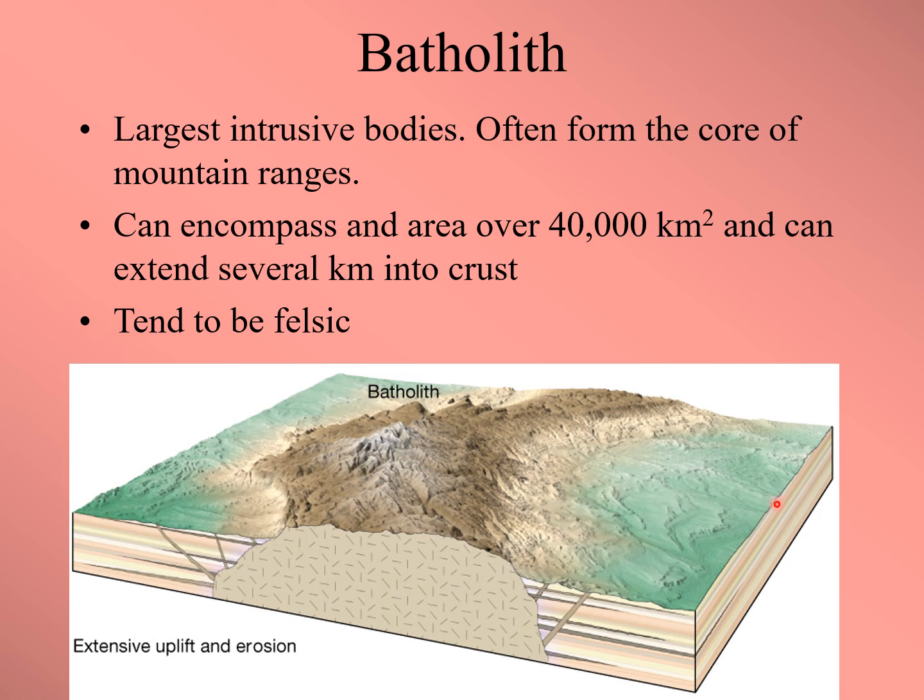Then a batholith, these are the largest intrusive bodies. They often form at the core of mountain ranges, and they can encompass huge areas, 40,000 square kilometers. They can extend several kilometers into the crust. They tend to be felsic, so they're in the continent. And when they're exposed at the surface, they look like big igneous mountain ranges, very similar to Yosemite, like I showed you before, that Half Dome. Those are all batholiths.